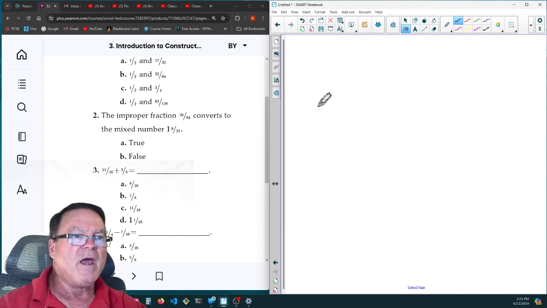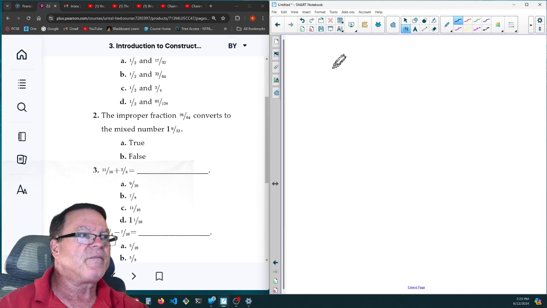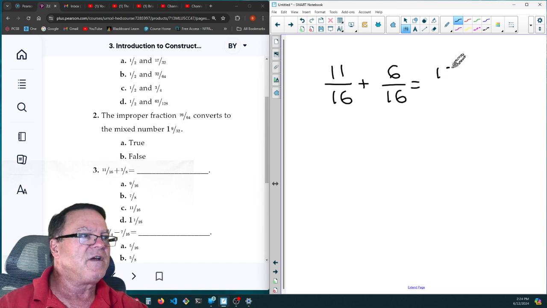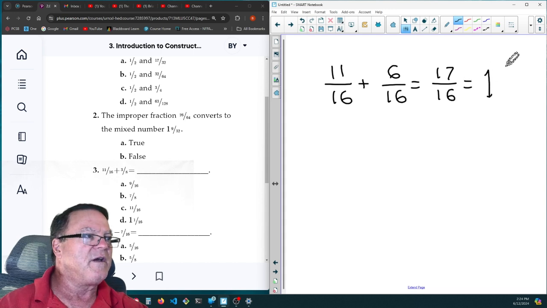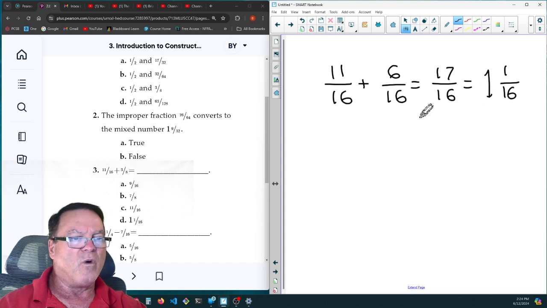11/16 plus 3/8. Well, I'm going to change 3/8 to 6/16 just to make it easy on myself. Equals 17/16, which means I have to make it a mixed number, 1 and 1/16. If I subtracted 16 from 17, it would only be 1/16, and then I have a whole number 1.